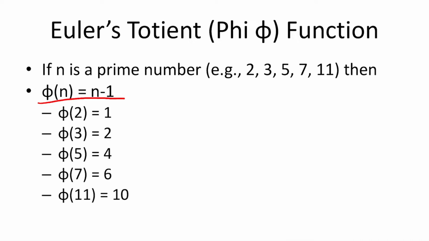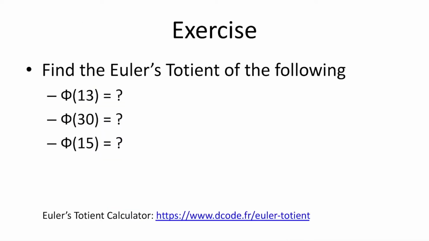For instance, the Euler-Totient function or phi function for 2 is 2 minus 1, which is 1. For 3 is 3 minus 1, which is 2. For 5 is 5 minus 1, which is 4. For 7 is 7 minus 1, which is 6. Similarly, for 11, we have 11 minus 1 or 10, and so on. So pause here and find the Euler-Totient function of the following three numbers. You can use the calculator at this link right here to verify your answers.